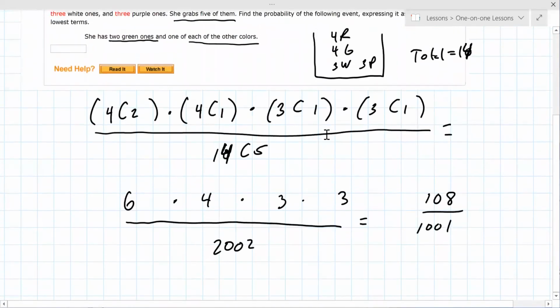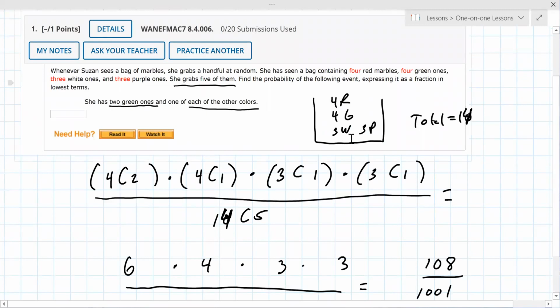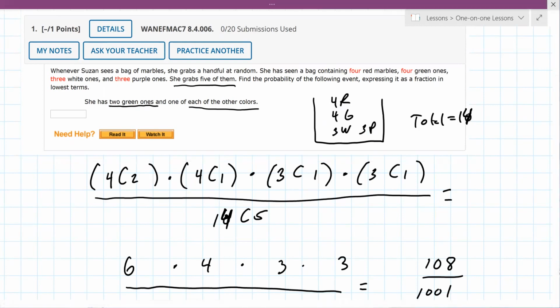4 red, 4 green, 3 white, 3 purple. She grabs 5 of them. 14 choose 5, okay, so we got that number. 4 choose 2. The second number, 2, 1, 1, 1, they have to add up to the 5 that she's grabbing. So this should be correct. Let me try that answer. The first one seemed way too large, but this one seems much more reasonable. 108 over 1001, I'm going to try that. And that did work.